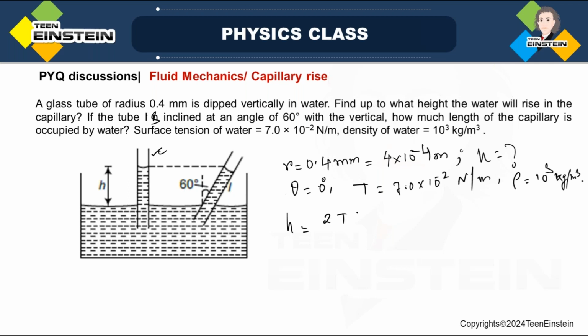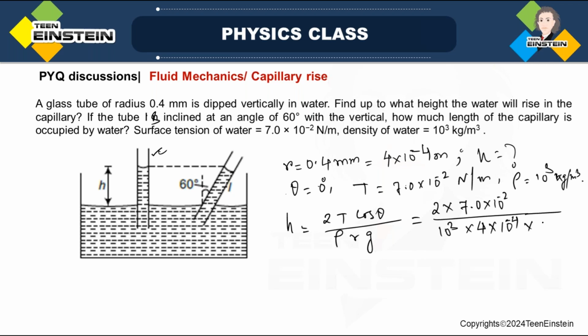2T cos theta, where theta is the angle of contact, divided by rho, r, and g. That means 2 into T, where T is the surface tension, cos 0 is 1, divided by 10 to the power 3, into 4 into 10 to the power minus 4, into 9.8.